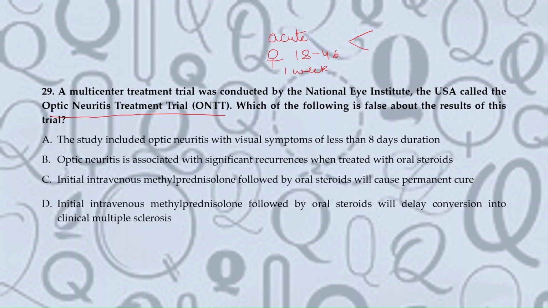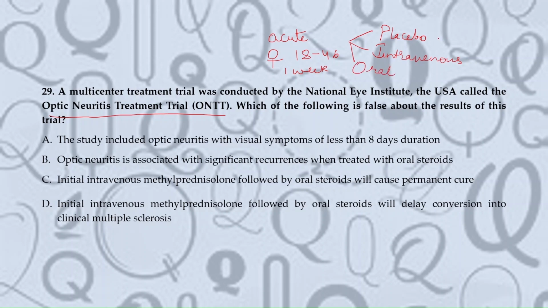All these groups were randomly divided into 3 groups. One was the placebo, when they did not receive any treatment. The second group was the intravenous group, in which they received methylprednisolone 1 gram per day for 3 days, followed by 13 days of oral steroid and a short taper. And the third was an oral steroid group.